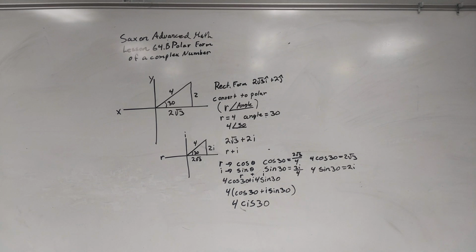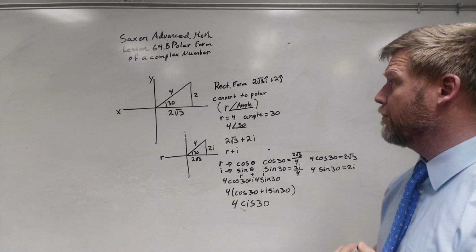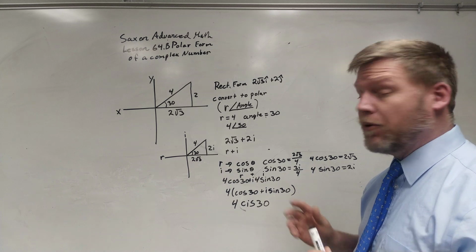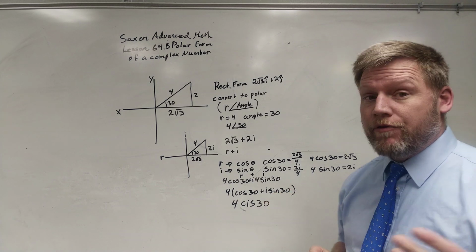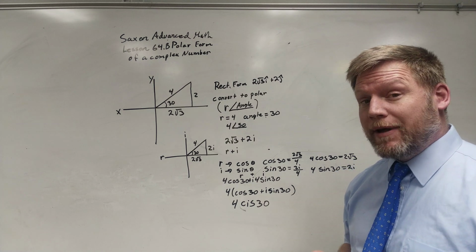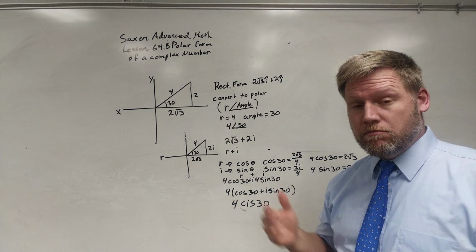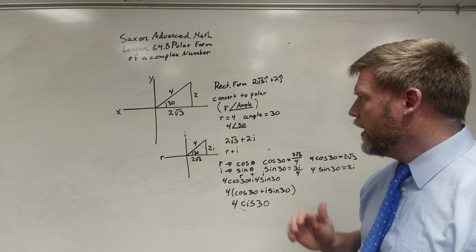This is Saxon Advanced Math 64.b, polar form of a complex number. Now, in order for us to understand this, we've got to remember a couple of things and pull back our memory on what we would do when we're converting from regular rectangular format into polar format with a normal or a regular number. And so we're going to start with that.